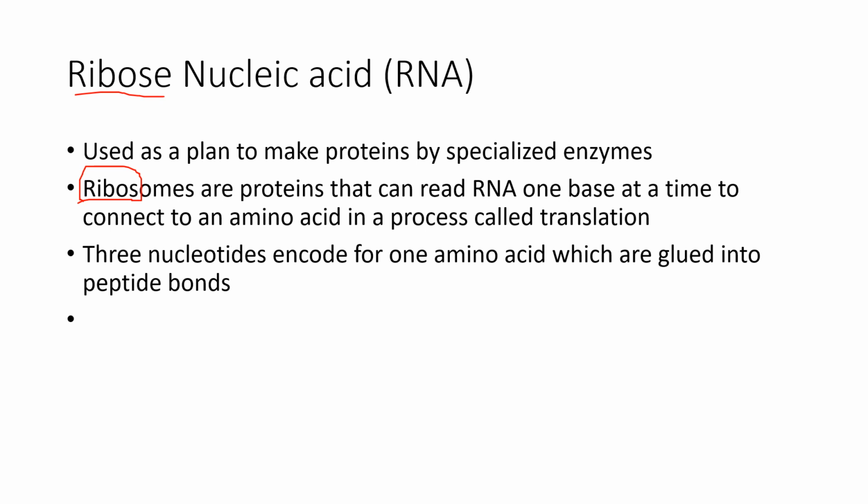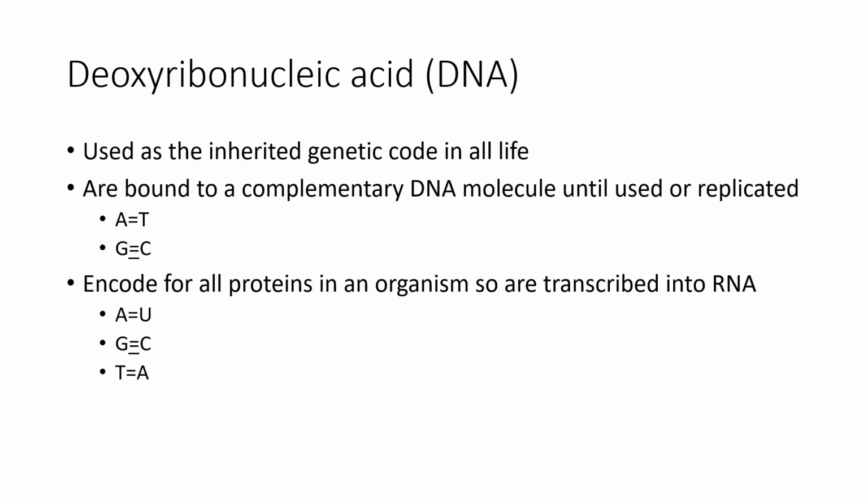So ribosomes are going to take RNA and make a protein based on what the RNA molecule tells it to make. RNA pretty much is read 3 bases at a time, and every 3 bases encode for 1 amino acid. That process is called translation. So you're going to translate an RNA molecule and make a protein out of it. 3 nucleotide codes encode for 1 amino acid, which are glued together in peptide bonds, which we talked about.